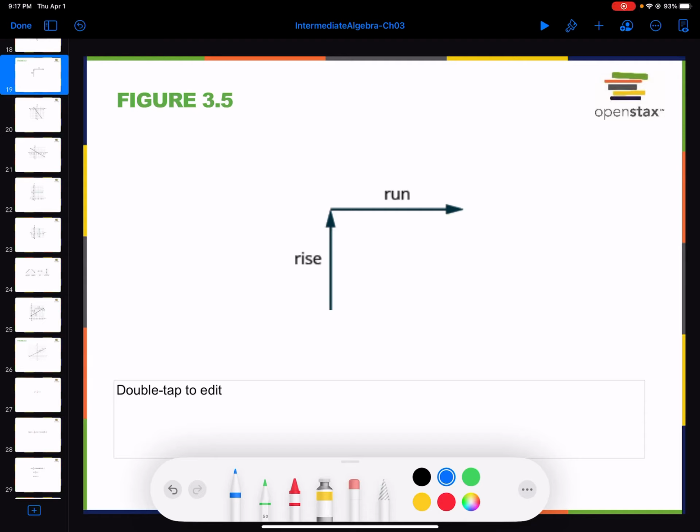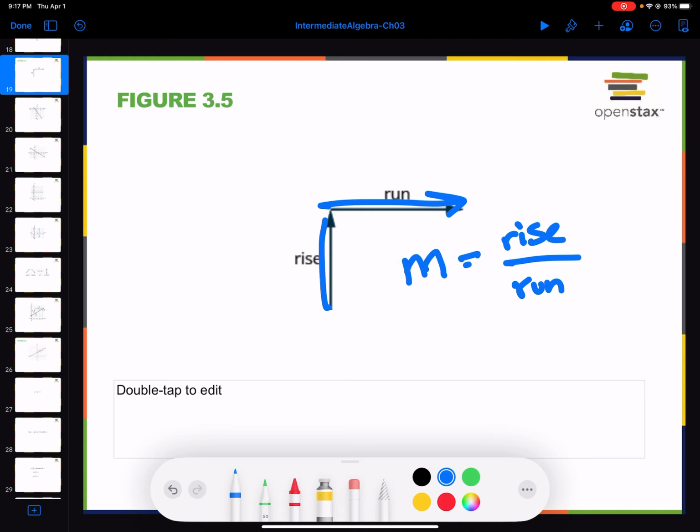These next several slides will be covering section 3.2, which is about slope of the line. So slope is usually measured in rise over run as a fraction. So your rise would be here and your run would be here. And that's typically denoted as m. M equals slope, and that's your rise over run.